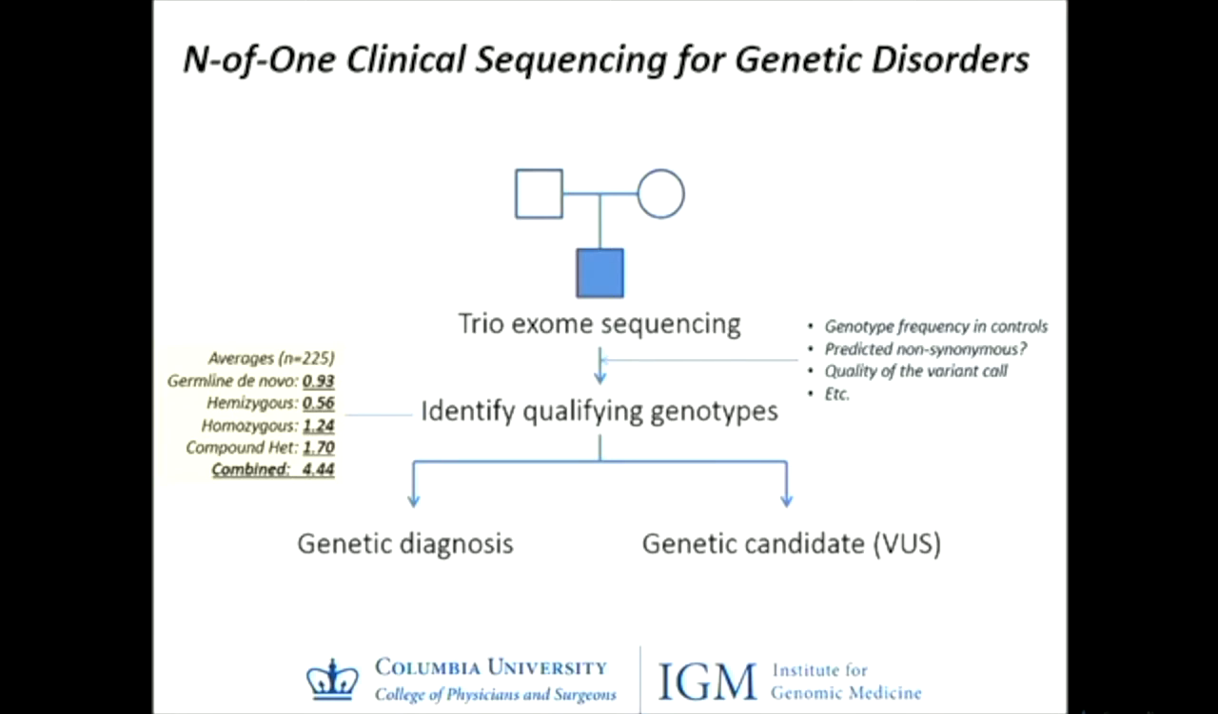The combined set of 4.5 can vary quite a bit, and I'll discuss some reasons why, but one of the main reasons is it can vary a lot based on the genetic background of that patient's family, and we'll discuss that later. But essentially you end up with half a dozen to a dozen qualifying genotypes per trio, and sometimes one of those genotypes will be a genetic diagnosis, but most of the times they end up being genetic candidates, variants of unknown significance, and I'll describe both of these classes.